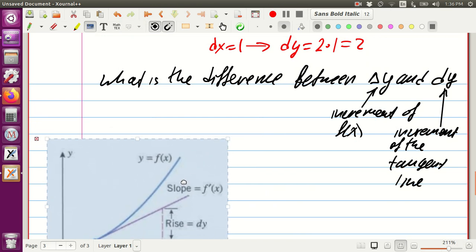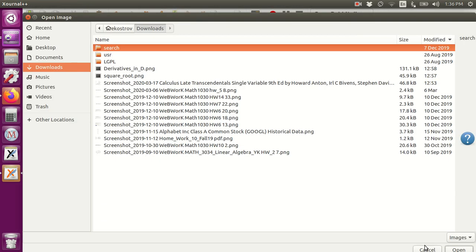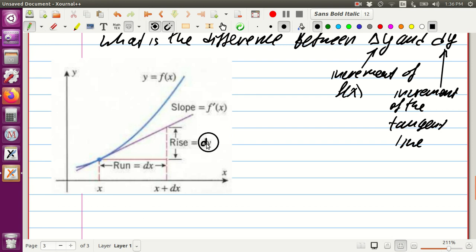This one is the correct picture. All right, so on the picture, what's going on? On the picture, we have the following. This is our dy, and this is our dx. Then if we continue this line up, maybe in red, and have this point over here, then this distance is delta y. So it's how much the function has changed.